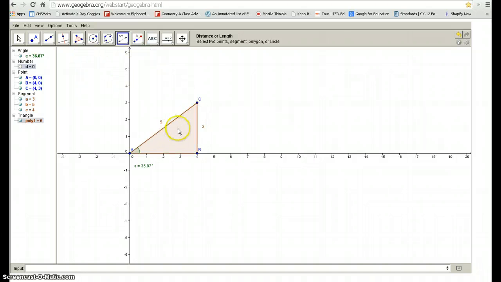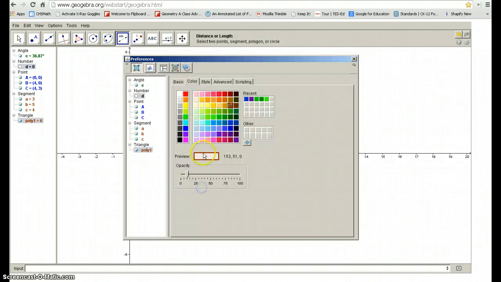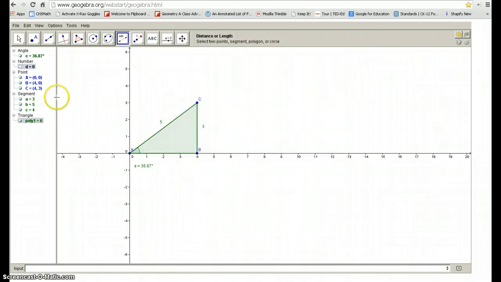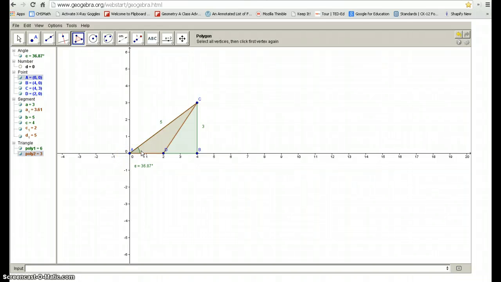Now, let's consider for a moment, I'm going to change this so that this triangle shows up in a different color. We'll make it green. Now let's place point D at 2, 0. And now we can form a triangle ADC. Now, what has changed about A? Is its measure still not 36.87?